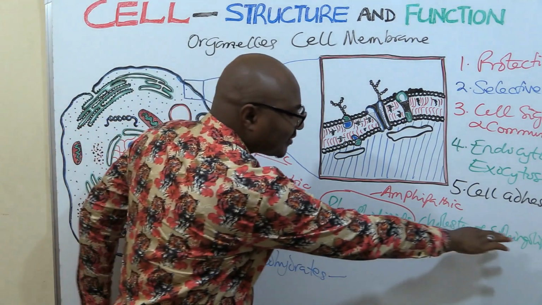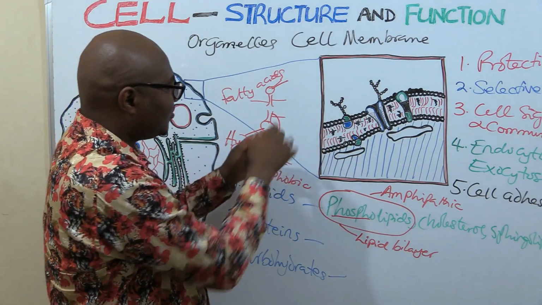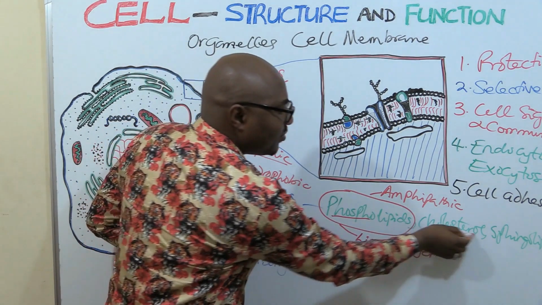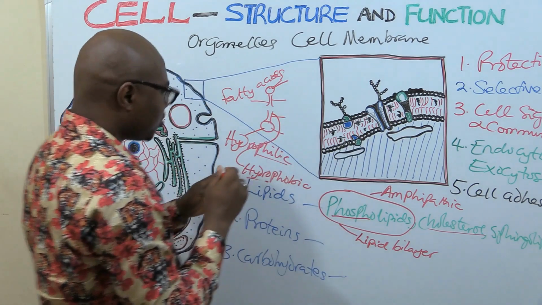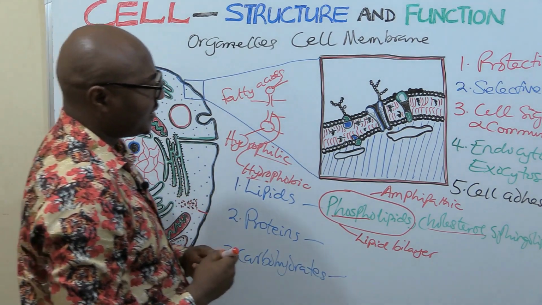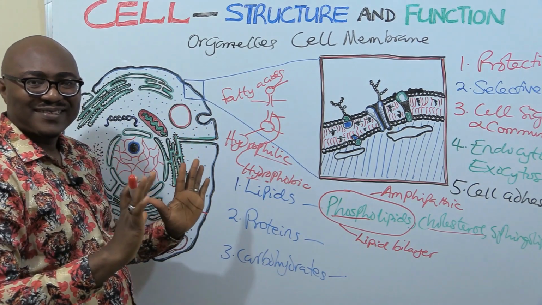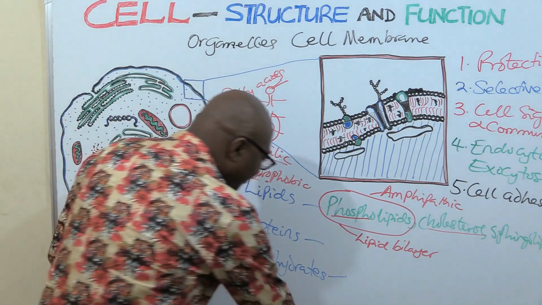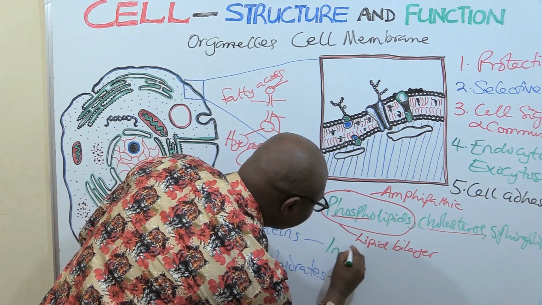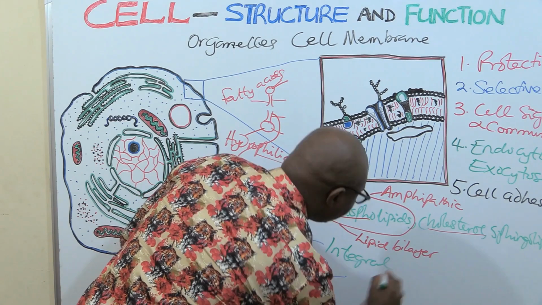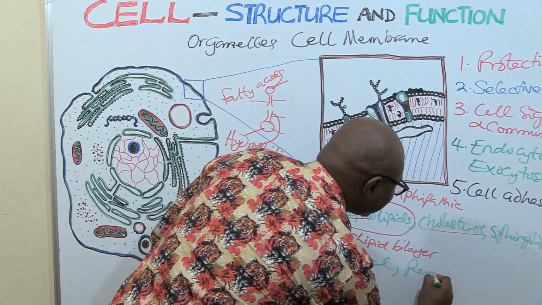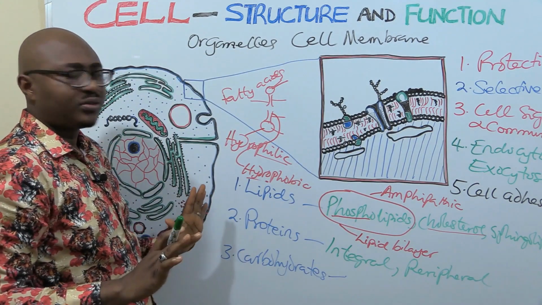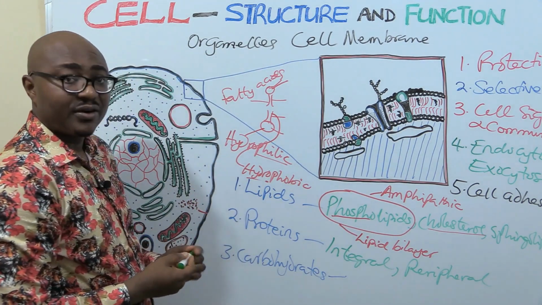These are the other types of lipids that are also some of the things you see here. The cholesterol is the next most abundant lipid. Okay, and so on. So now let's go to proteins. We have two types of proteins related to the cell membrane. We have the integral proteins, and we have what's known as peripheral proteins.